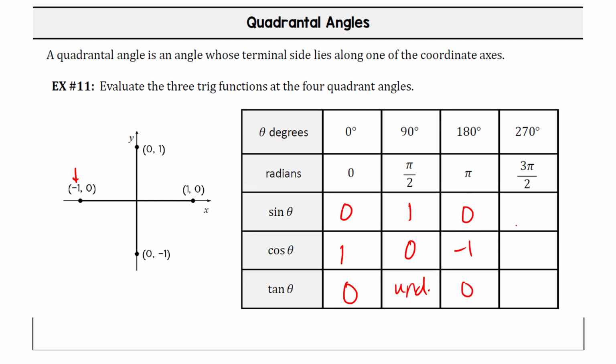0 is in the numerator. 3 pi over 2: -1, 0, and undefined. Yes, we got our quadrantals. We finished. We did it.